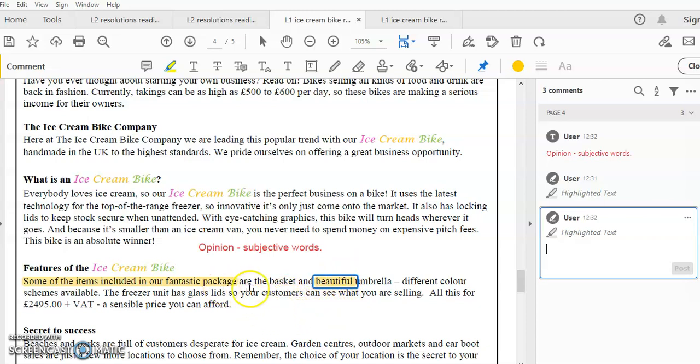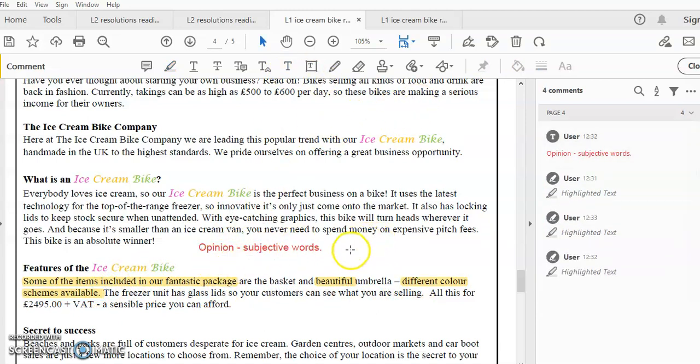However, the fact that the package can include a basket and an umbrella would be a fact, but without those subjective words. Different colour schemes available. Now, a fact is something we can measure. Okay? So a fact can be measured.